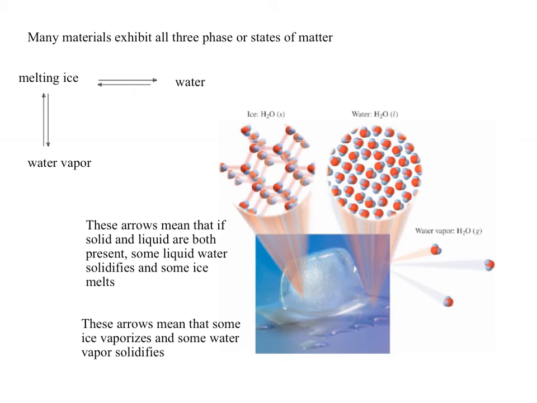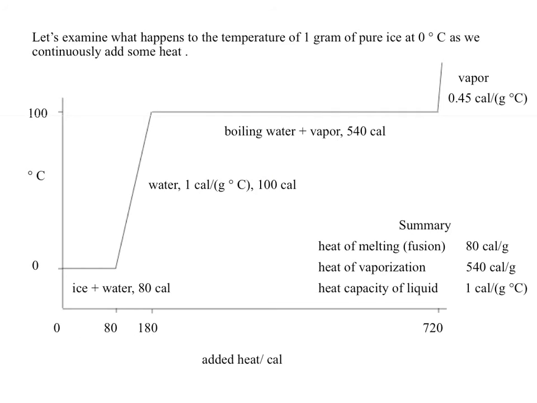Many materials exhibit all three phases or states of matter. For example, H2O. We know it as water when it's a liquid, ice when it's a solid, and steam or water vapor when it's a gas. Now, that's water. I'll be honest, most things don't have common nicknames like that for their different phases, but water does. Okay, let's look at what happens to the temperature of 1 gram of pure ice, that's solid, at 0 degrees as we continuously add some heat.